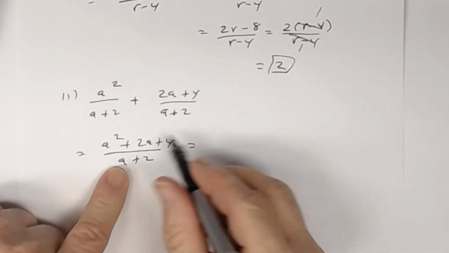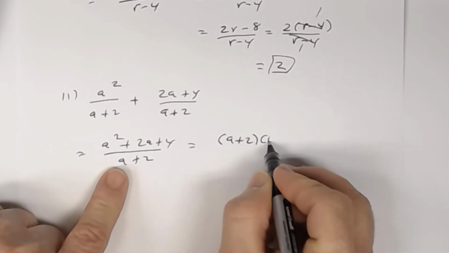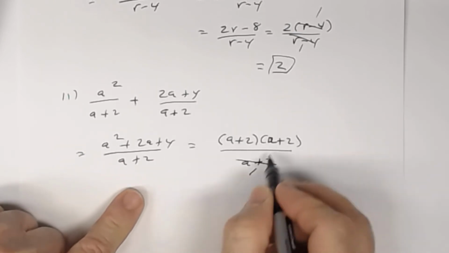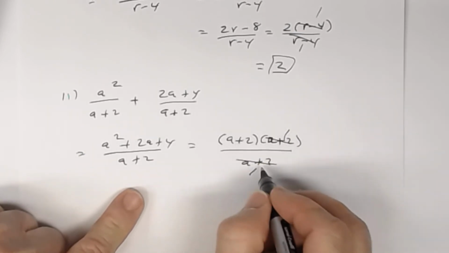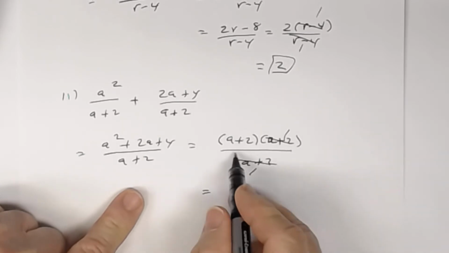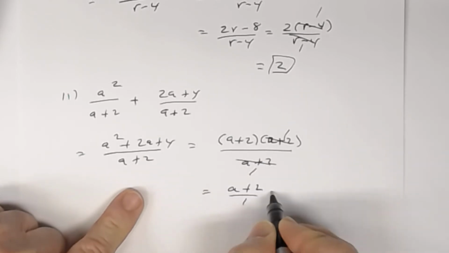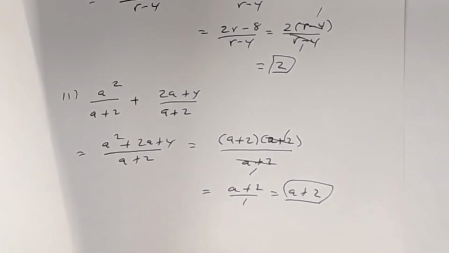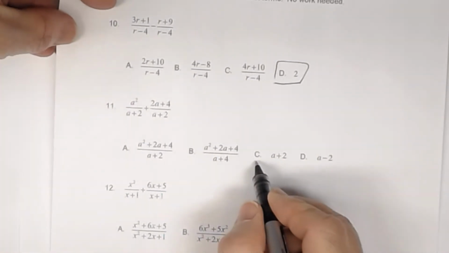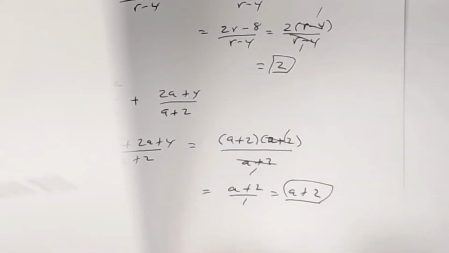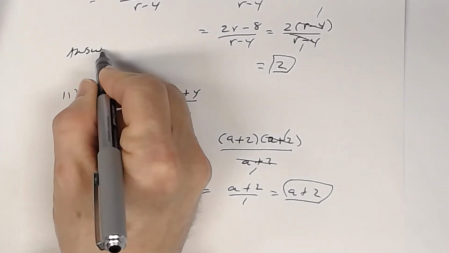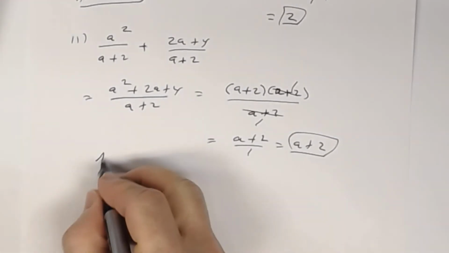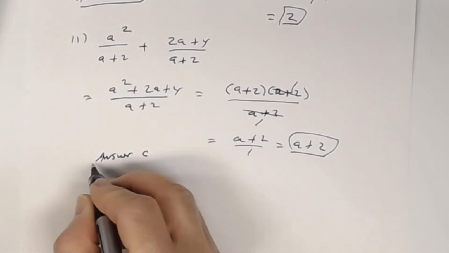So I can factor the numerator, so that becomes a plus 2 times a plus 2. And the denominator is a plus 2, and notice I can reduce. It doesn't matter which one I reduce. And so the answer is just a plus 2 divided by 1, which is a plus 2. So in number 11, that would be C. So the answer for number 11 is C. So number 10, the answer is D, and for number 11, the answer is C.